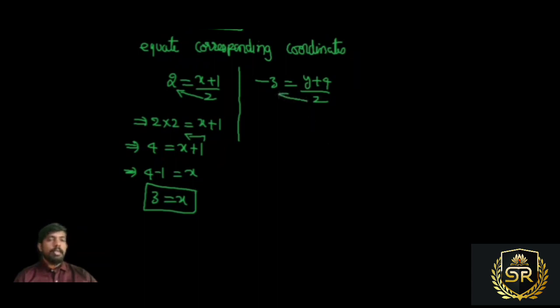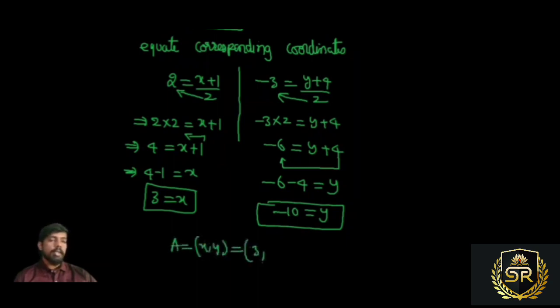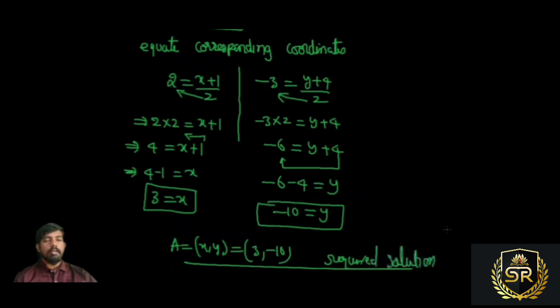Now 2 comes to the left-hand side: minus 3 times 2 is equal to y plus 4. So minus 6 is equal to y plus 4. Sending 4 to the other side, minus 6 minus 4 is minus 10, so y is equal to minus 10. Therefore, the A coordinate is x comma y, where x is 3 and y is minus 10. This is the required solution. That's all.